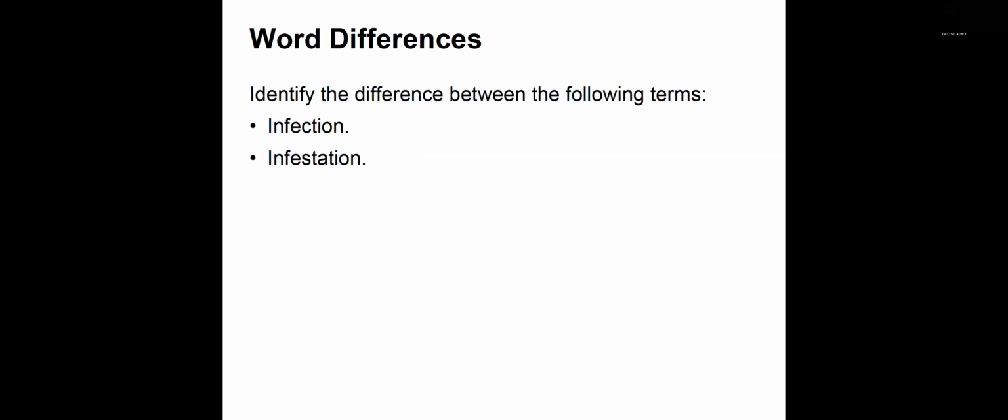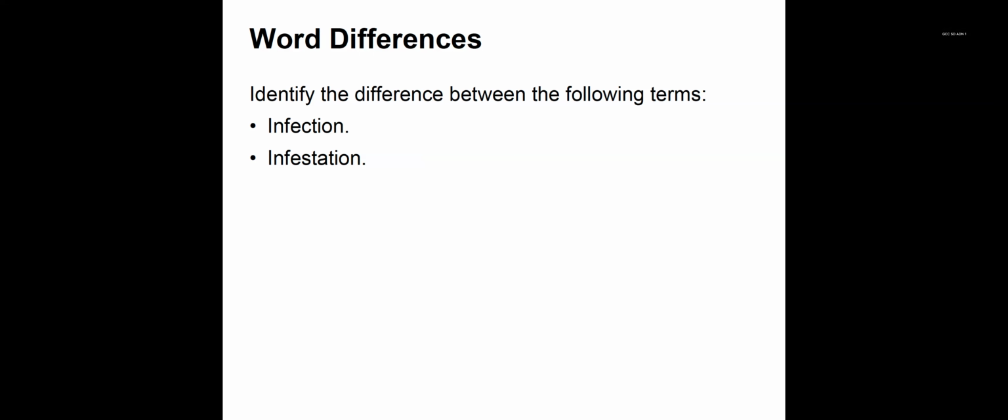Now, let's do some word differences. So, an infection occurs when a microorganism, such as a bacteria, virus, fungi, or parasite, invades and multiplies within the body, causing damage to tissues or triggering an immune response. For example, bacterial infections like strep throat or viral infections like influenza or the flu.